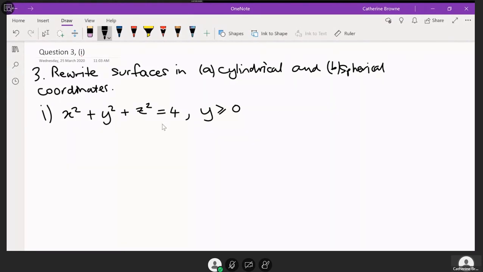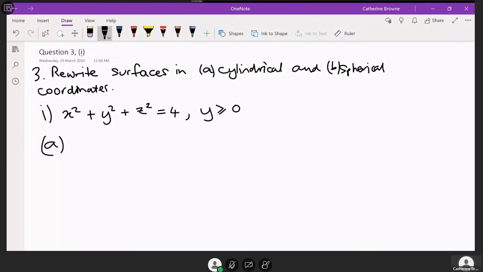So for this one, we've got this surface, it's x squared plus y squared plus z squared equals 4. So I recognize that that's a sphere, but y is greater than 0. So we don't have all the negative values for y. So that's half a sphere.